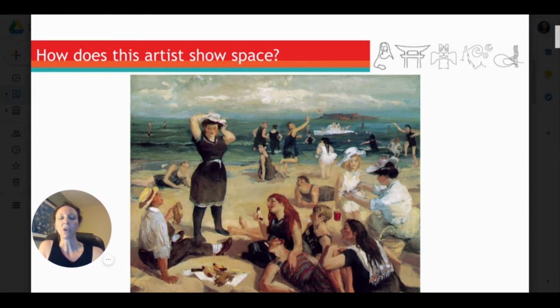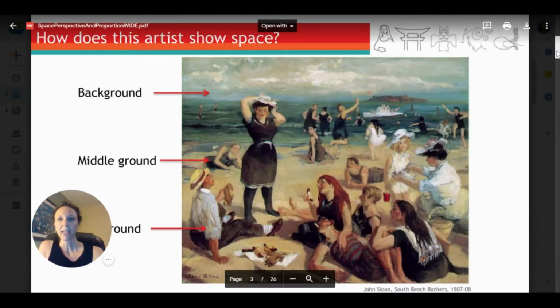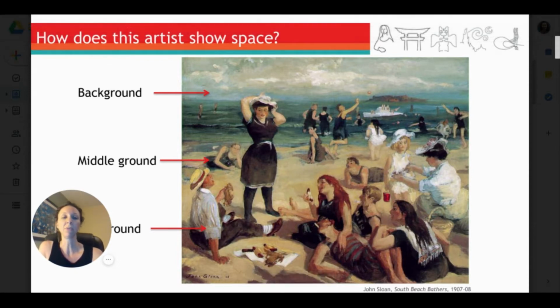In addition, you'll notice overlapping. Obviously, those individuals or objects that are in front will overlap those things that are behind. In addition, we have some terms. You might be familiar with background. We tend to think of, okay, we have a subject kind of in the front, and then maybe a background, maybe a scenery or something in the background. Well, here we can see, obviously, that they're at the beach based on the water in the background.